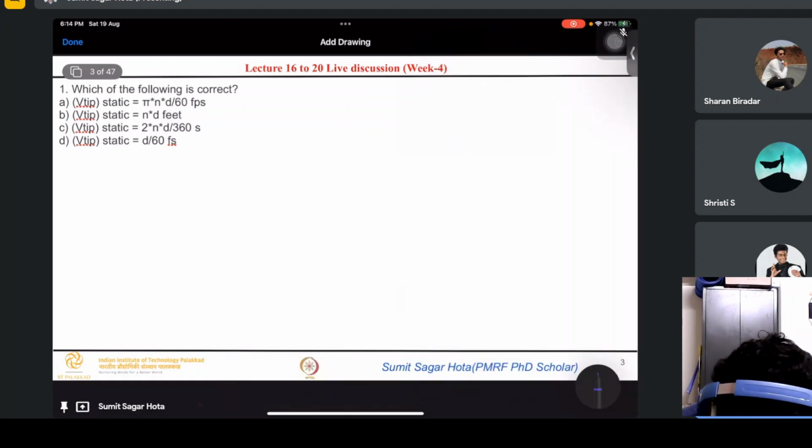Which of the following is correct? This is about the tip velocity. It is a very simple formula. For any kind of jet, or wherever tip velocity is specifically mentioned, the answer should be pi N D by 60, in terms of feet per second. This is the basic formula, so the answer will be A.